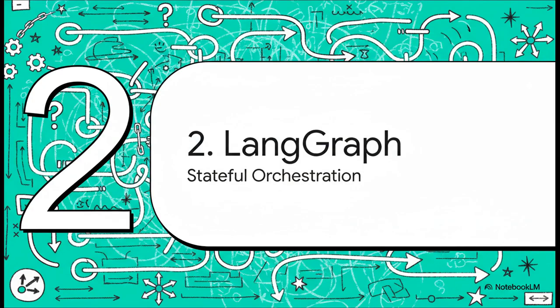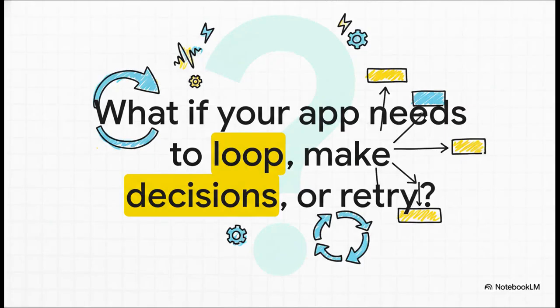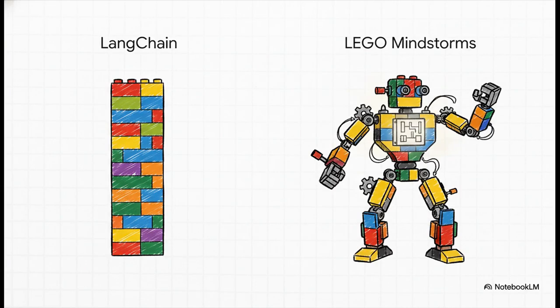Okay, so LangChain is fantastic for these linear, predictable workflows. But let's be real, the interesting problems are rarely predictable, right? So let's level up. What if your app needs to try calling a tool, check if it worked, and if it didn't, loop back and try something else? What if it needs to make a decision and branch down one of two totally different paths? A simple A to B to C chain just can't handle that kind of dynamic logic. For that, you need a brain. And this is where LangGraph enters the chat.